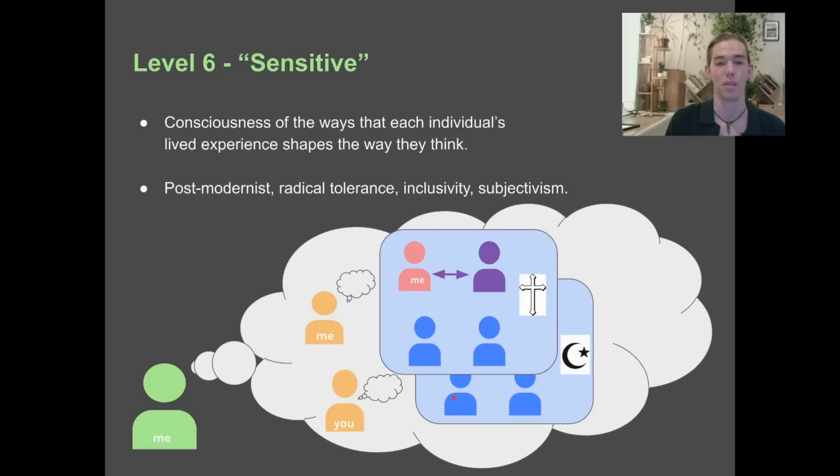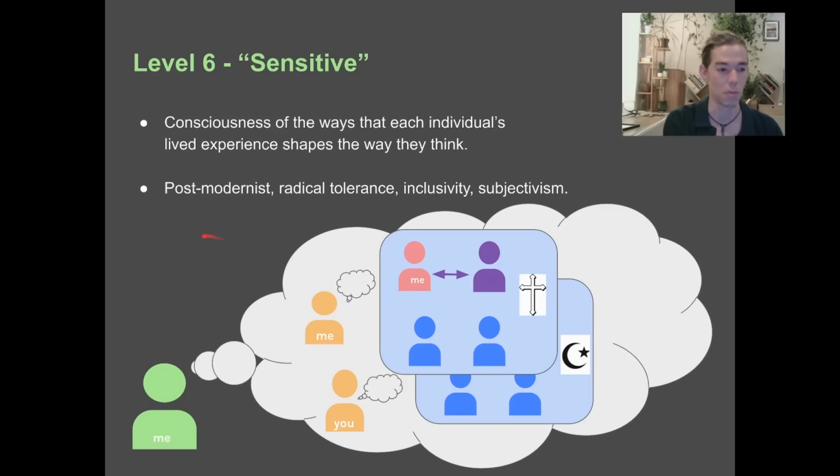Level 6 is where things start to get pretty interesting. Level 6 is the sensitive level. So this is consciousness of the way that each individual's lived experience shapes the way that I think. So now I know that we're living in a society and that society has rules, but I have my own opinions about what objectives, what utility, whatever I've decided is actually right according to me, and you have different ones. And now at level 6, I understand that, and I understand that we both have our ideas, our personal philosophies, based on the trajectories of our lives and our lived experience. And there's nothing fundamental that makes me more right than you. Both of our perspectives are equally valid to our lived experience.